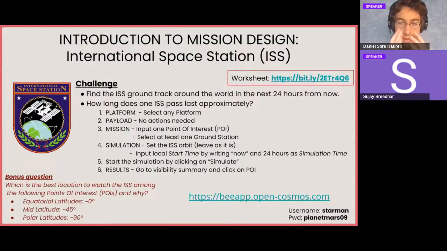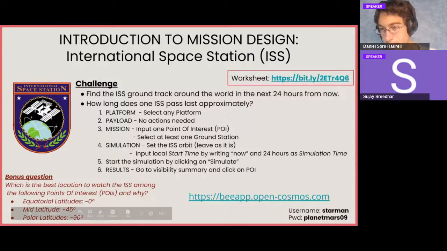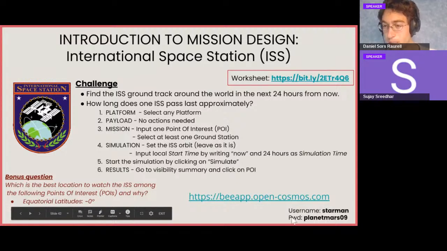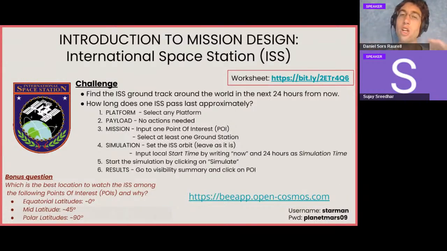And for those of you that want to start exploring this online software platform called BApp, feel free to log in. During the break, I'm going to put all these links there and access it through these credentials, username Starman and the password planetmars09, all in minor cases, no capital cases. So feel free to start logging in and playing around with the software.